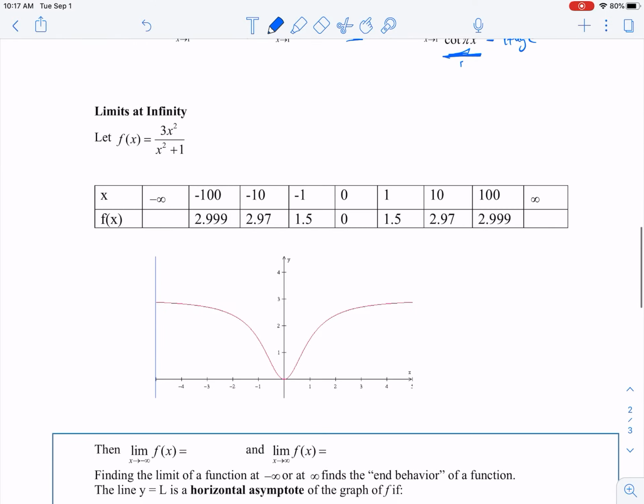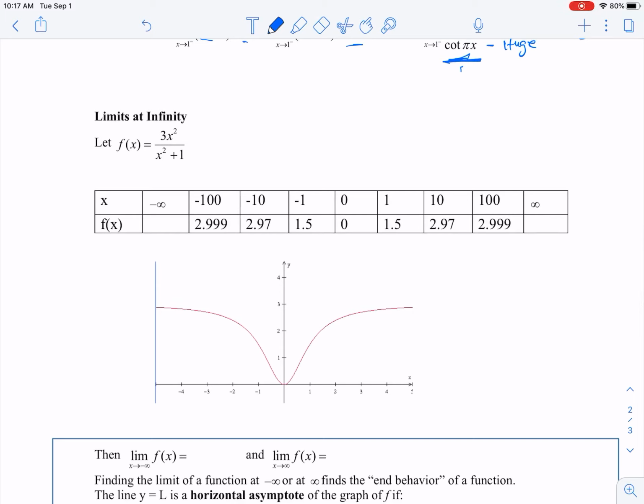All right. The limit at infinity. This is a good question. We've changed topics. I'm going to stop now and make another video.